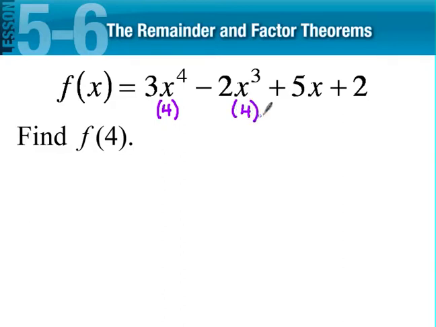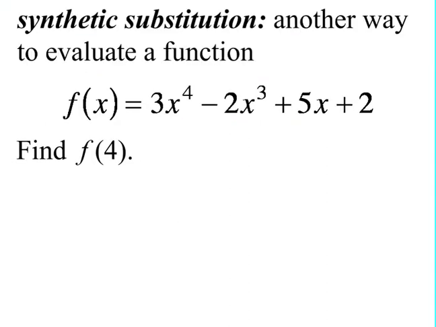The important thing we remember when we plug in 4 here is that we do the power first, because that's order of operations, PEMDAS. So you should have taken 4 to the 4th and then times 3, 4 cubed and then times 2, and then 5 times 4 and then plus 2, and then you add them all together. And you should have gotten 662.